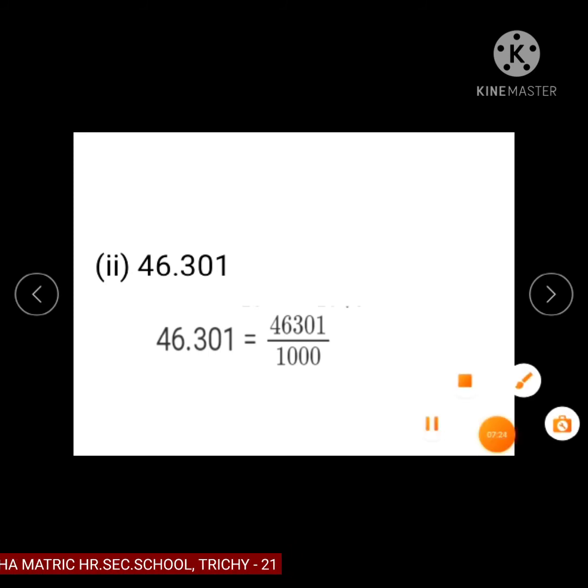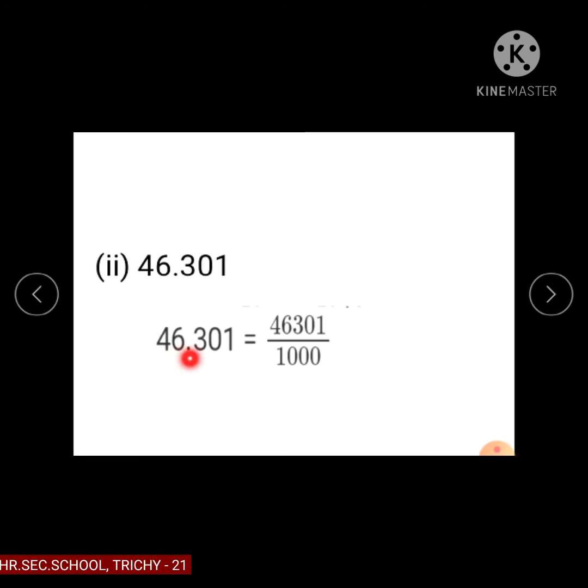Subdivision 2. 46.301 is the given number. 46.301 equal to 46,301 divided by 1000. It is the fraction form of 46.301.